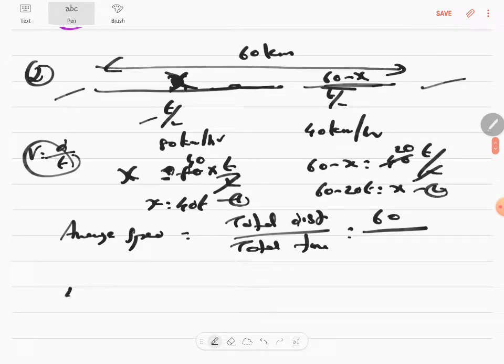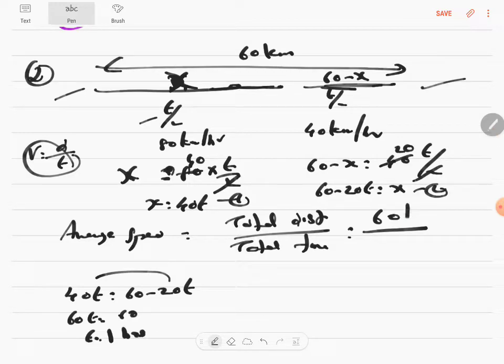When you equate that, you get 40t equal to 60 minus 20t. Taking it to that side, you get 60t equal to 60, which means the time taken is 1 hour. It has to be hours because we didn't convert into meters per second. The distance is 60 kilometers, so you don't have to change anything. The time is 1 hour, therefore the average speed is 60 kilometers per hour. So this sum is sorted. Since it's already in kilometers and hours, you don't have to change the unit.